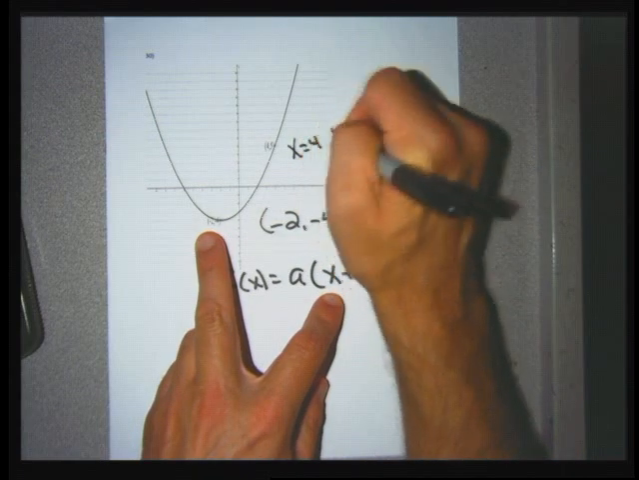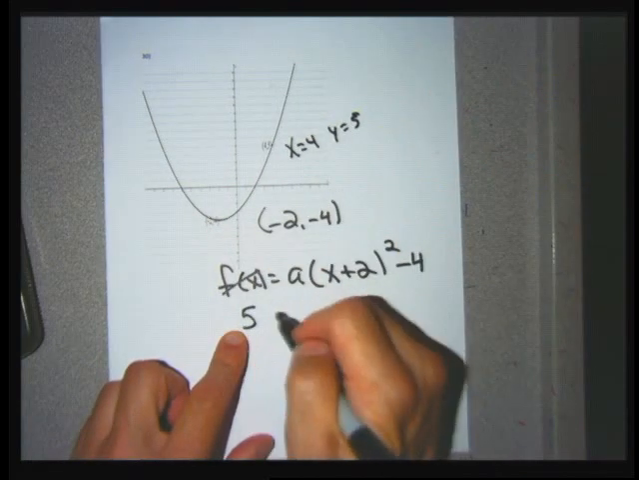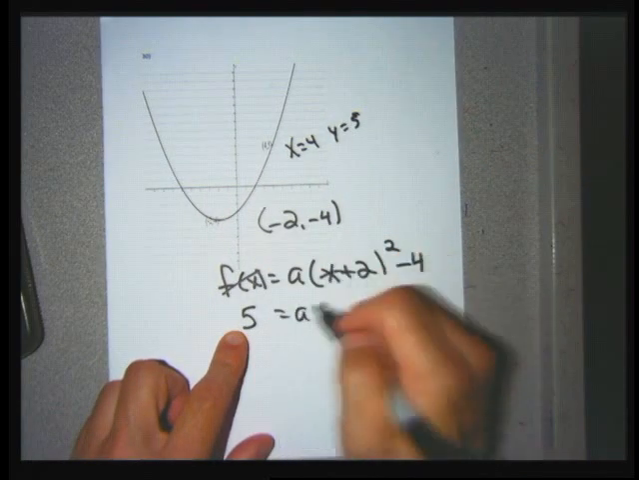The extra point is x equals 4, y equals 5. I'm going to change the f of x to 5, which serves as the y. I'm going to change the x to 4.